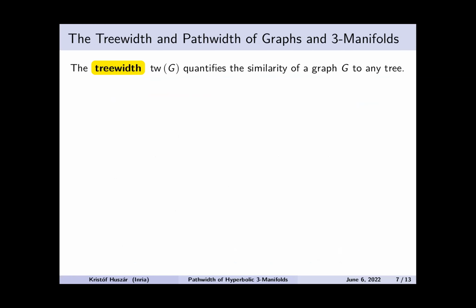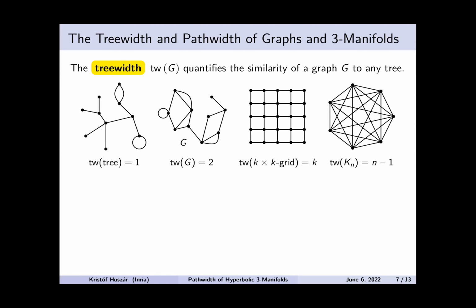All right, so now I would like to talk about the treewidth and the pathwidth of graphs and 3-manifolds in slightly more concrete terms. So the treewidth of a graph is a parameter that quantifies the similarity of the graph to a tree, as the name suggests. And the definition itself is a bit technical. I have a backup slide about it if you are interested. Here I would like to illustrate this notion via examples. So as one might expect, the treewidth of a tree is 1, and the treewidth of the complete graph on n vertices is n-1, and you can actually get everything in between.